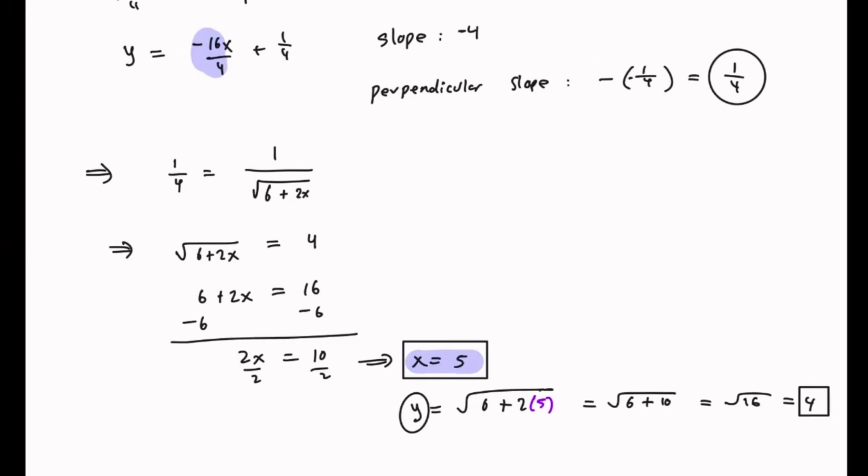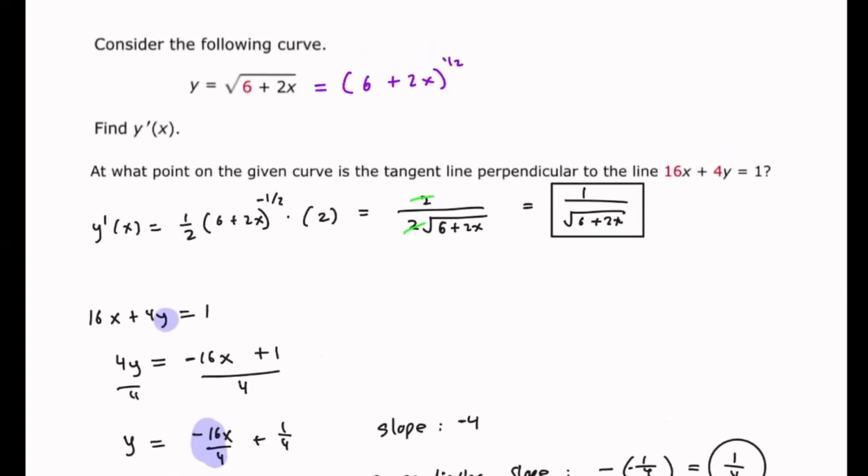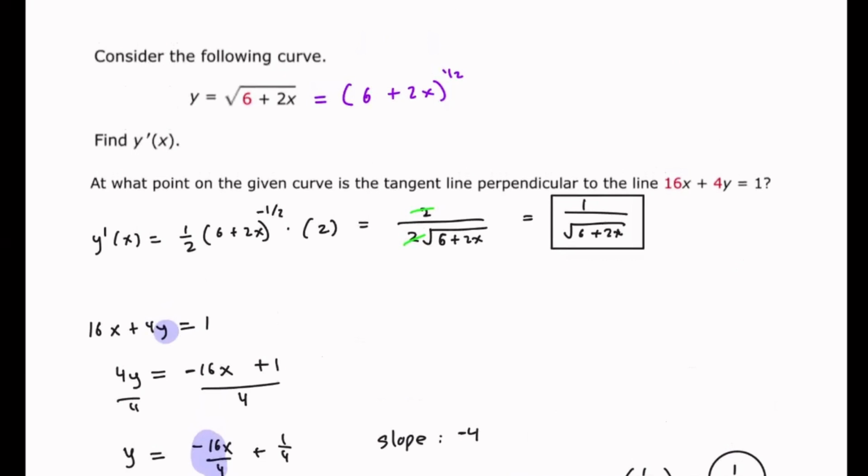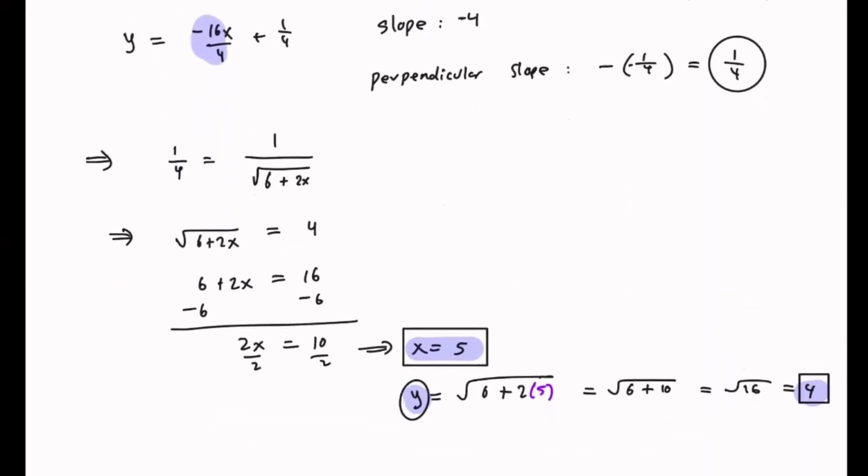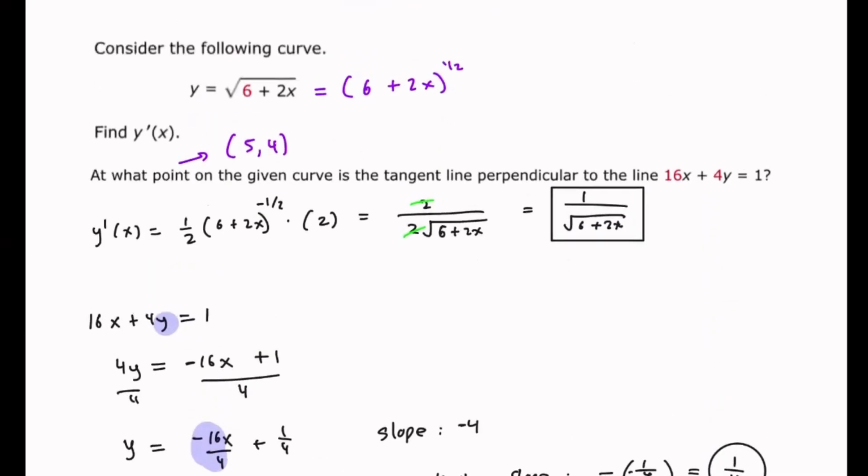So we know x has to be 5, y has to be 4. So the answer to the question, we know x is 5, so the point x is 5, y is 4, as we have solved it right here, 5 comma 4. So that is the point on that curve, square root of 6 plus 2x, where the tangent line is perpendicular to this line. All right, so that answers our question. I hope this makes sense.